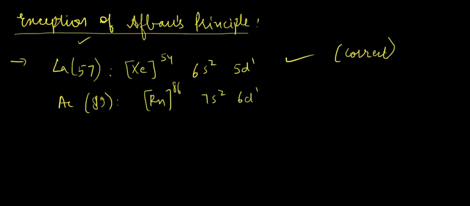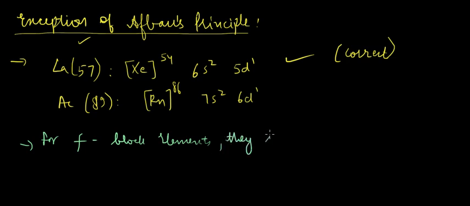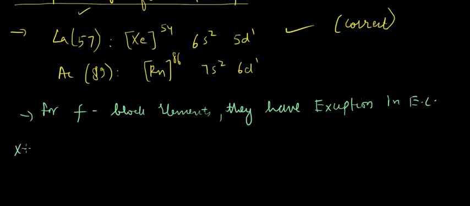So just remember that for F block elements they have an exception in electronic configuration, and that exception is that first, after let's say Xe54, first 6s2 is filled.